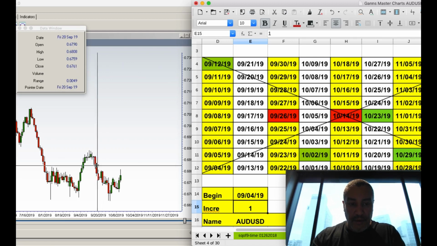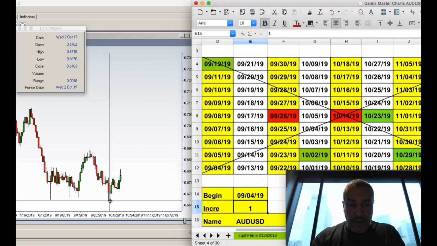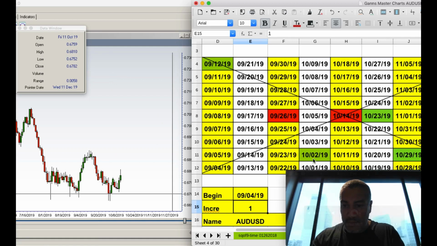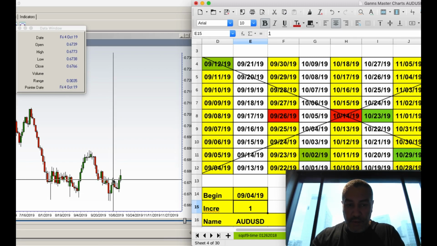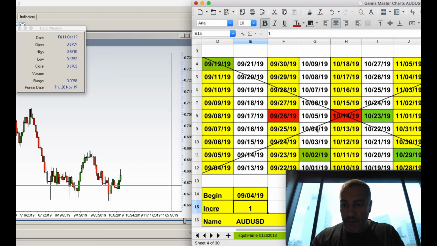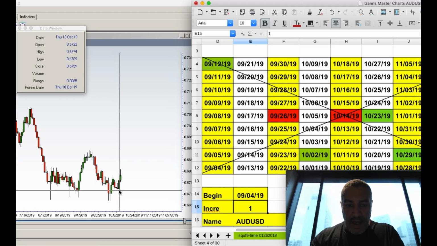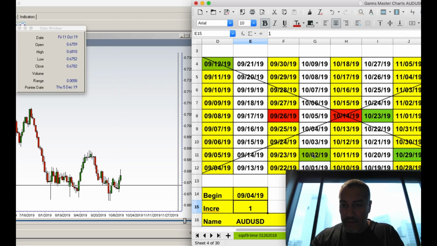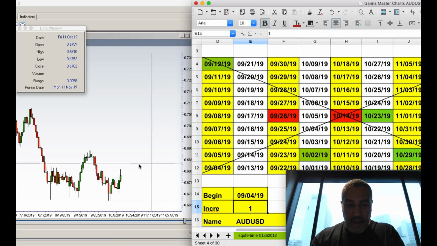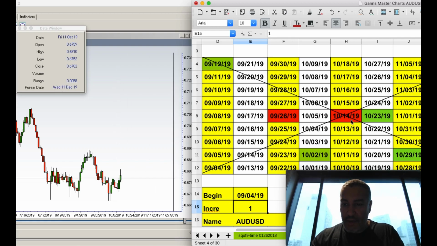Now we're going to the future. From here, we made a low on October 1st, October 2nd. So where's October 1st? Right, 2nd, right here. Look at that, low right there. We went up to the 4th, resistance, pulled back, and got a massive impulse on the 10th. The 10th was right here, and then this is where we're at.